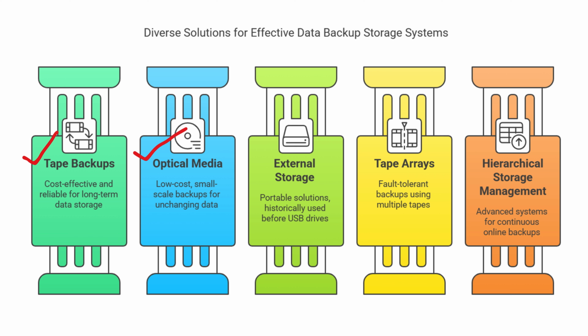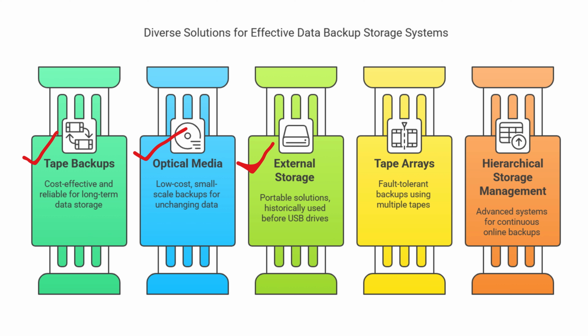Optical media, CD and DVD backups. CDs and DVDs are sometimes used for small-scale backups, especially for archiving data that doesn't change. Write once, read many, WORM, CDs, ideal for legal documents and compliance records that must be stored permanently. Rewritable CDs, CD-RW, used for short-term backups where data might change frequently. These formats are low-cost, but their capacity is too small for large-scale enterprise backups.